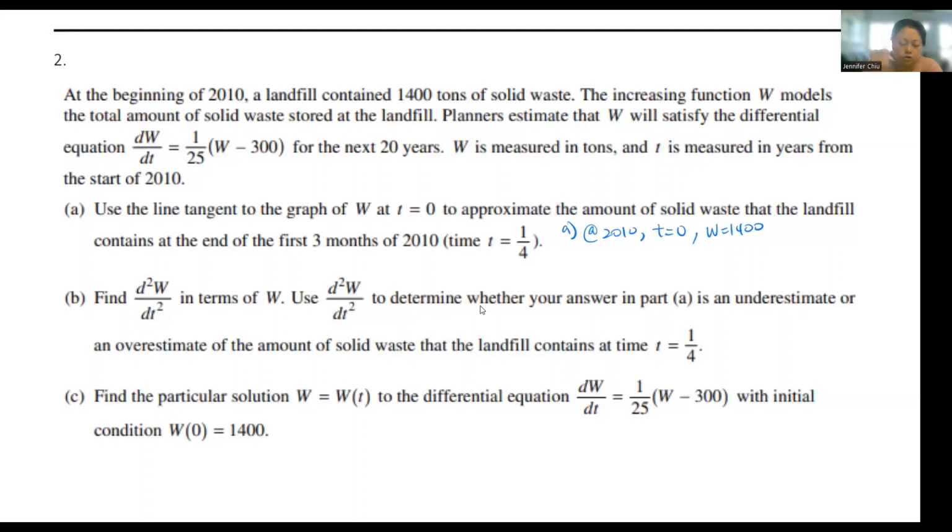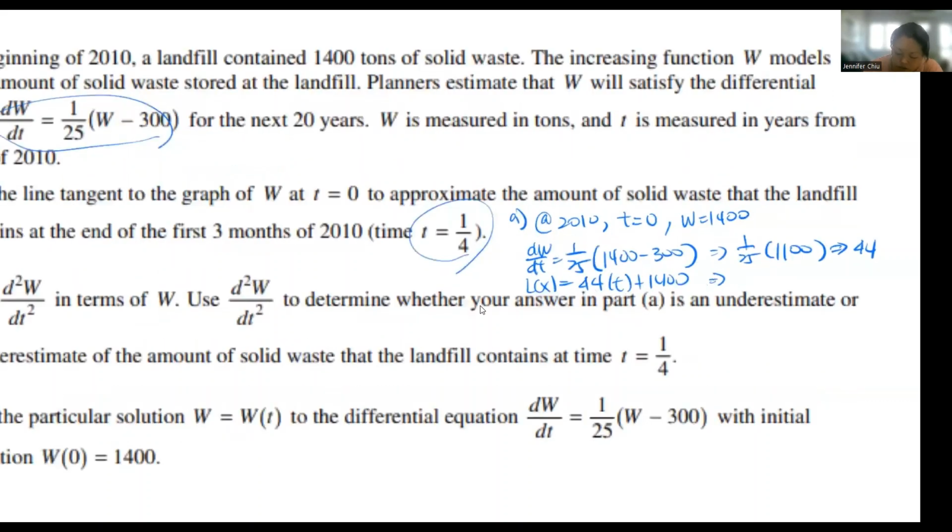So you need to plug this into your slope function here to figure out what the slope is for our linearization. Okay, so dW/dt equals 1 over 25 times W minus 300, so 1,400 minus 300. That gives me 1 over 25 times 1,100, which is 44. Okay, so your linear approximation is going to be L of x equals 44 times T, or T minus 0 is T, right? And then plus 1,400.